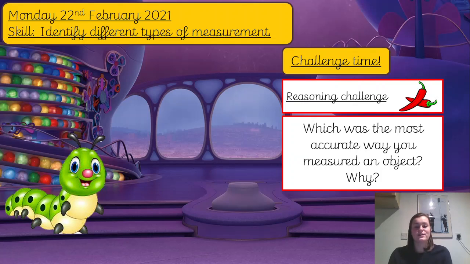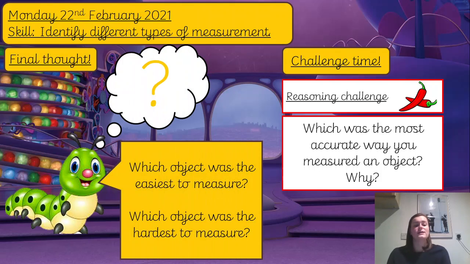Right, challenge time then. So your challenge, I would like to know, you can write this into your book or just chat about it. Which was the most accurate way that you measured an object, and why do you think that was the most accurate way? And then your final thought for today is which object was the easiest to measure and which object was the hardest to measure, which was the most difficult. So again, you don't have to write anything in for those questions, or you can just discuss them, as today was primarily a practical lesson anyway.